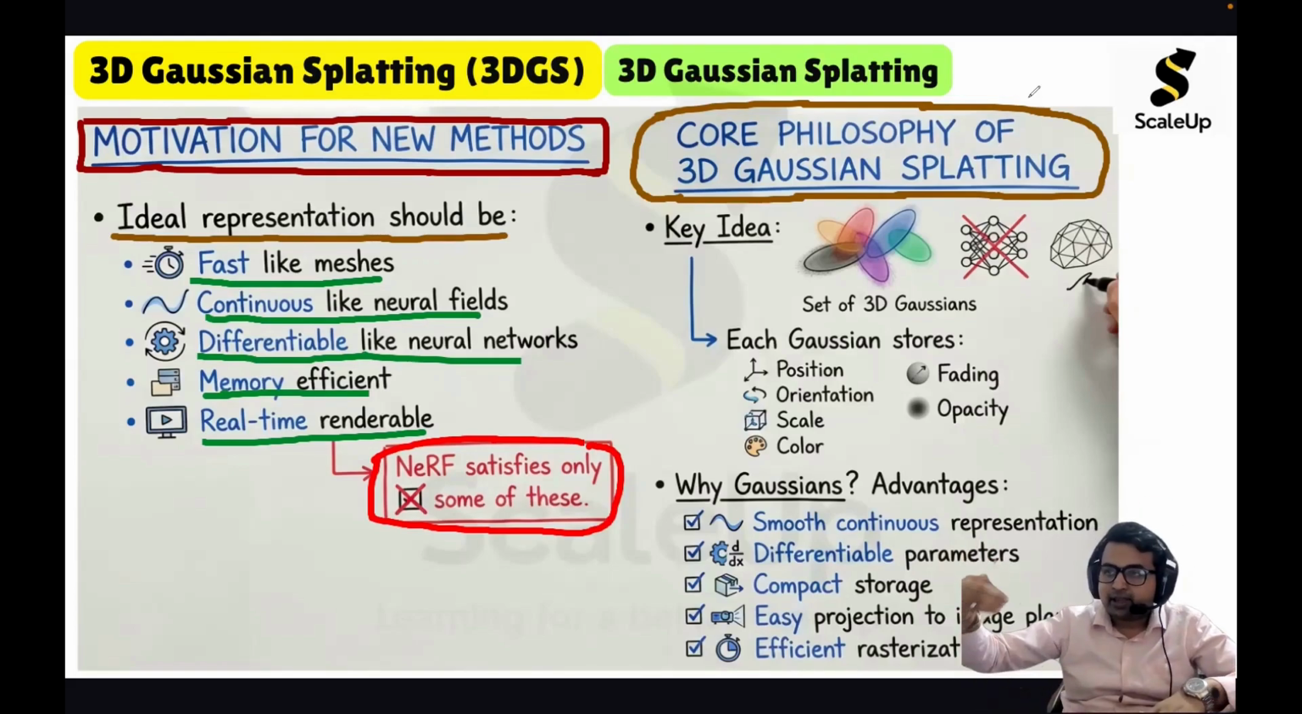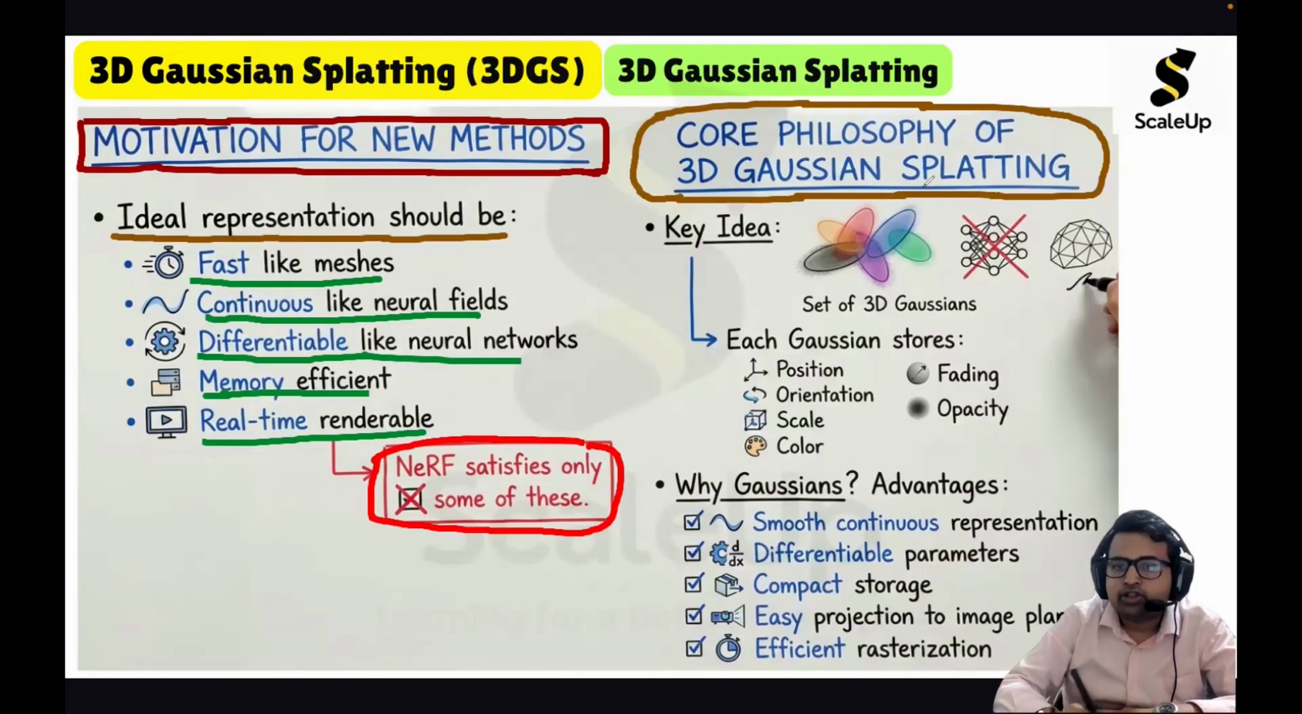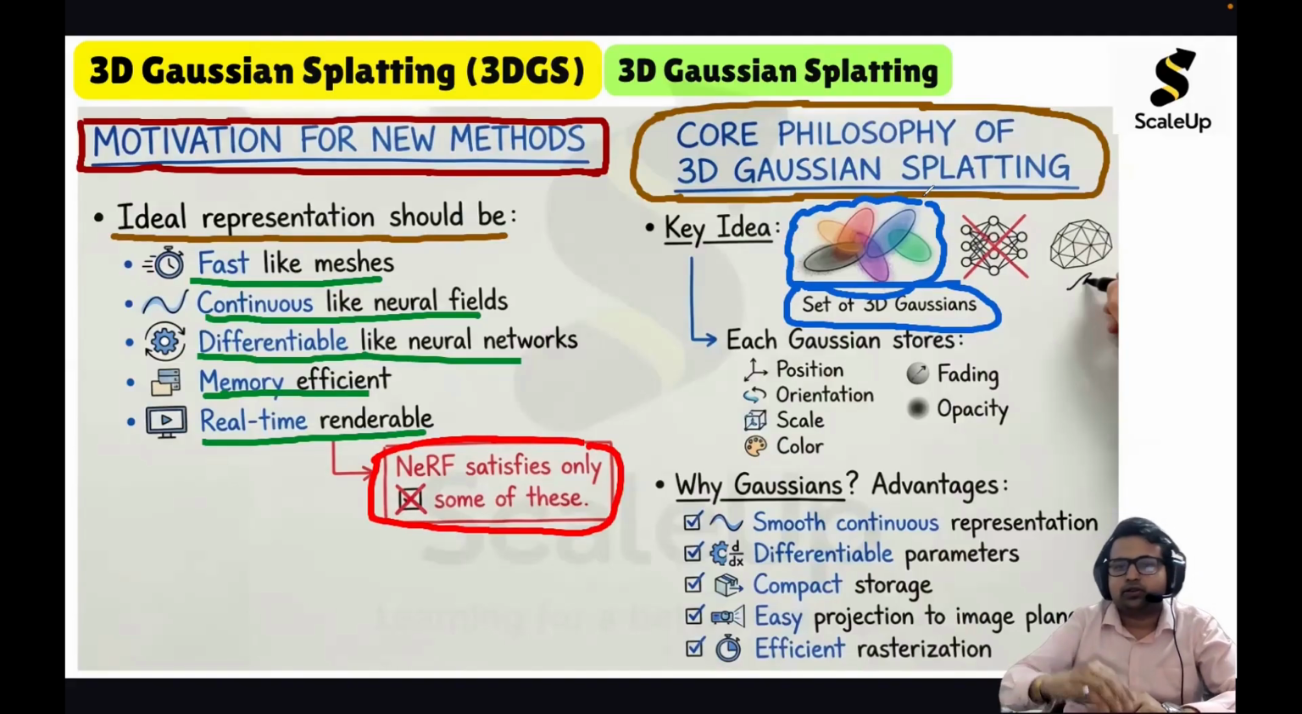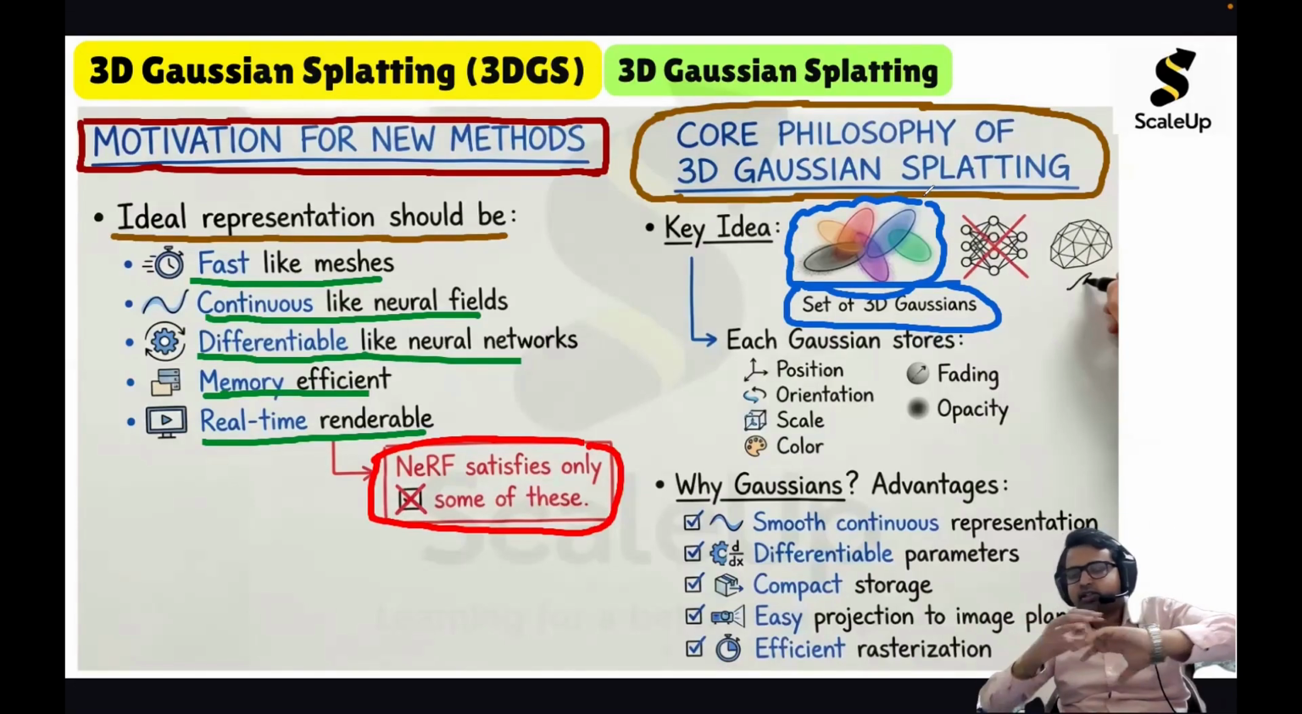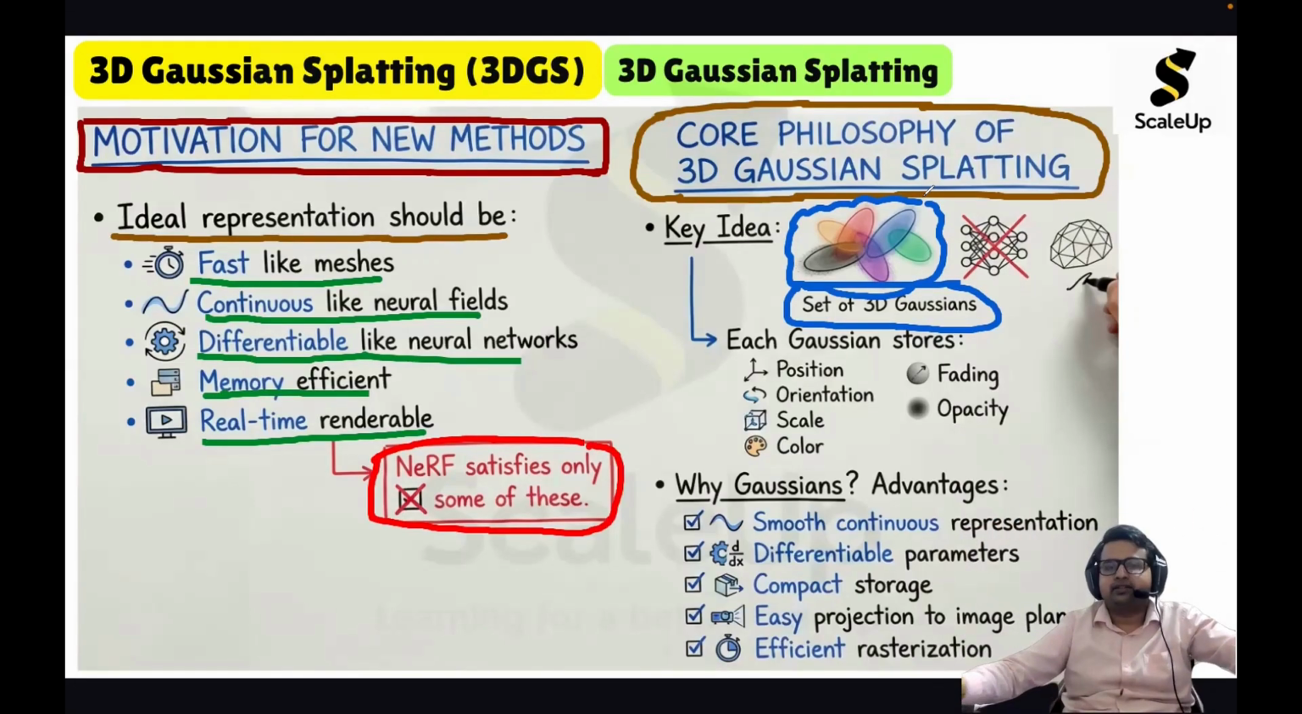Now I am going one step ahead. Now I will be making use of 3D Gaussians, a set of 3D Gaussians, where Gaussians are like ellipsoids. So a set of 3D ellipsoids will represent the 3D scene. So I'll make use of 3D Gaussians to represent a 3D scene.